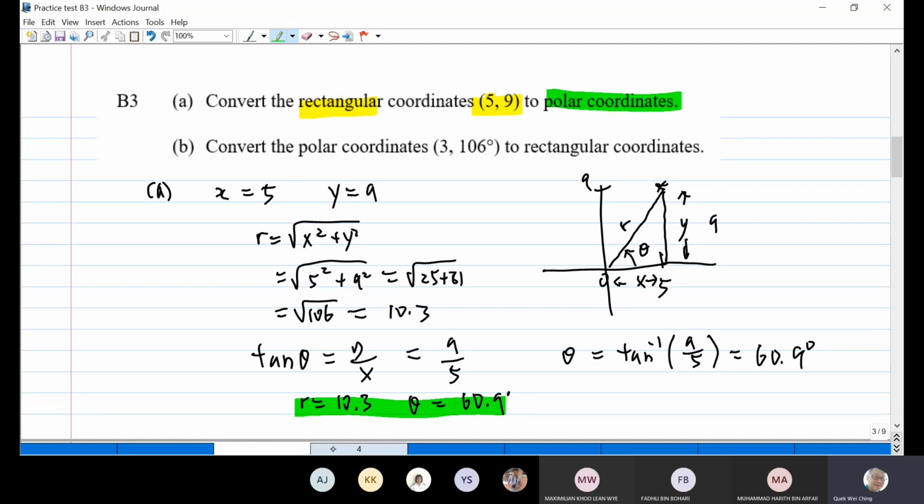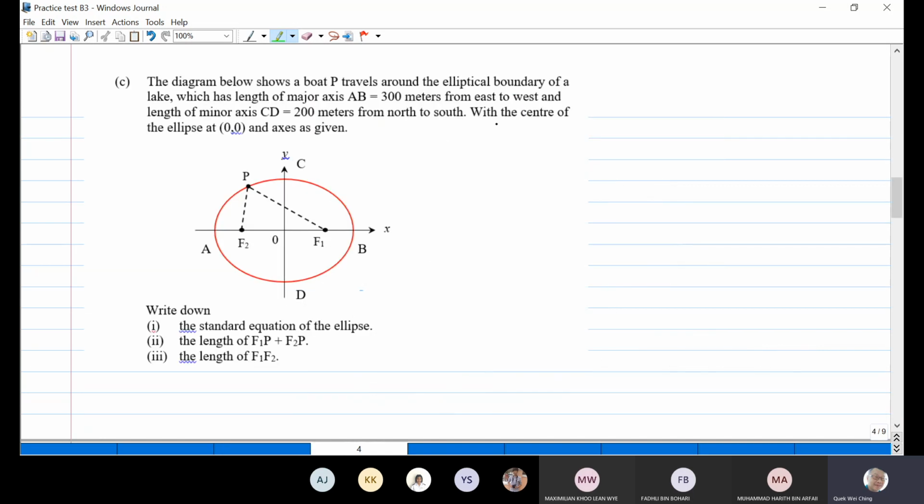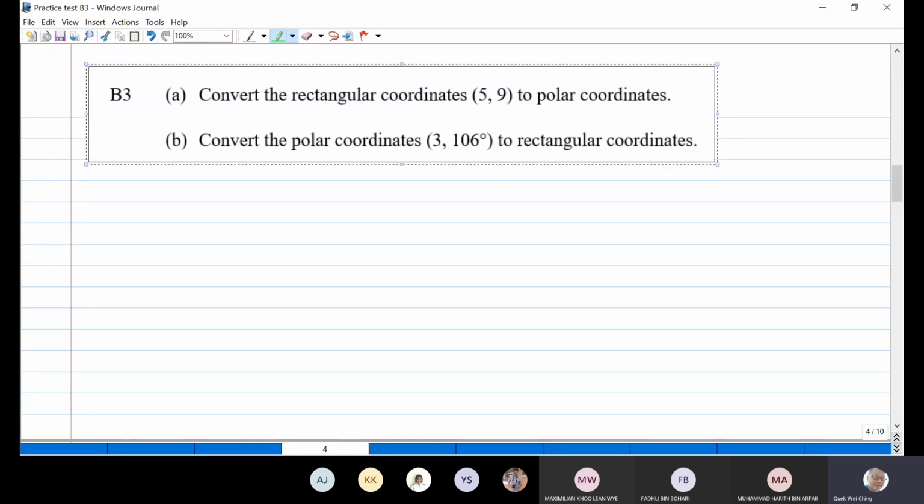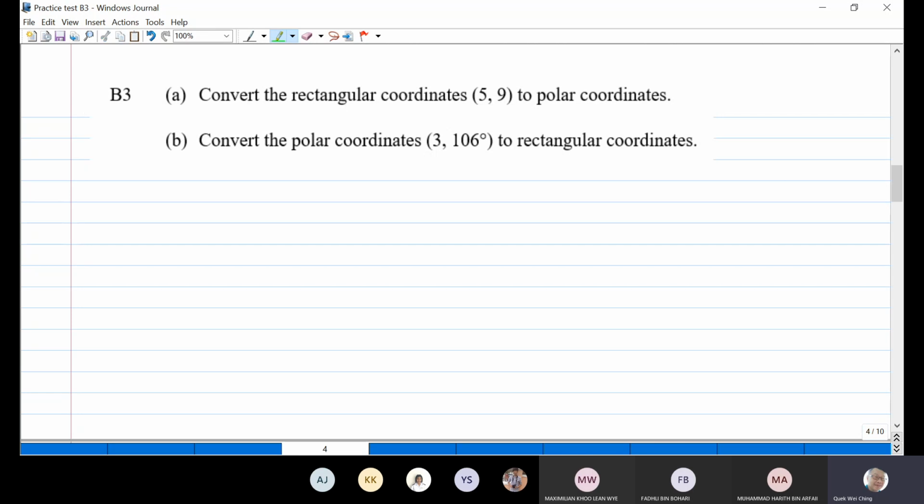Then part B. Again, insert a new page here. Now you have a polar coordinate and convert it to a rectangular coordinate. What does it mean? The first number is always r. So r is equal to 3, theta equal to 106. So you draw the point. Where is it now? Let me use the dark color one.